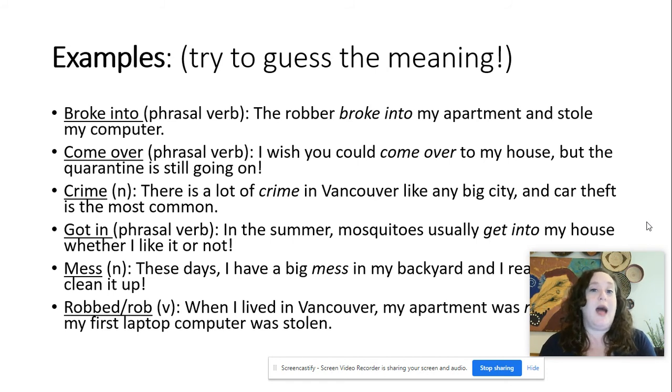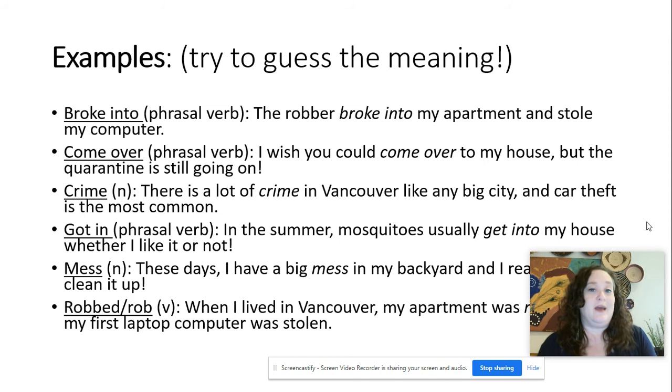Okay? Crime, crime. In this case, it's a noun. There is a lot of crime in Vancouver, like any big city, and car theft is the most common. So you notice that I gave an example, car theft or stealing cars. So what is crime? I think you know this word. Okay, next one, got in.